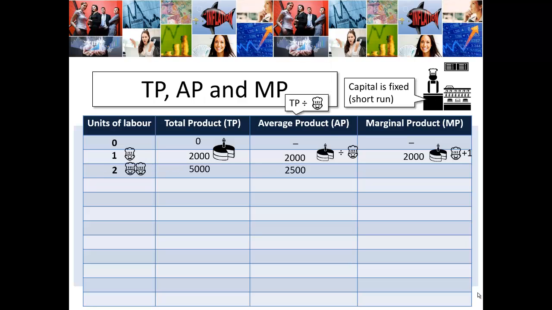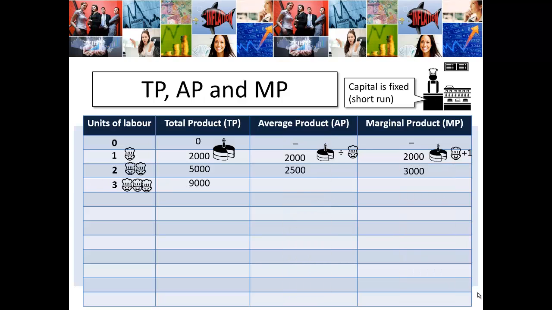Our second baker is employed. Total product jumps to 5,000. Average product, total product divided by each unit of variable input, the baker. 5,000 cakes divided by 2 bakers. Average product is 2,500. On average, each of those bakers is baking 2,500 cakes each day. Marginal product is a change from employing that additional unit of labour. So 1 extra baker meant that the bakery's total product jumped by 3,000 cakes.